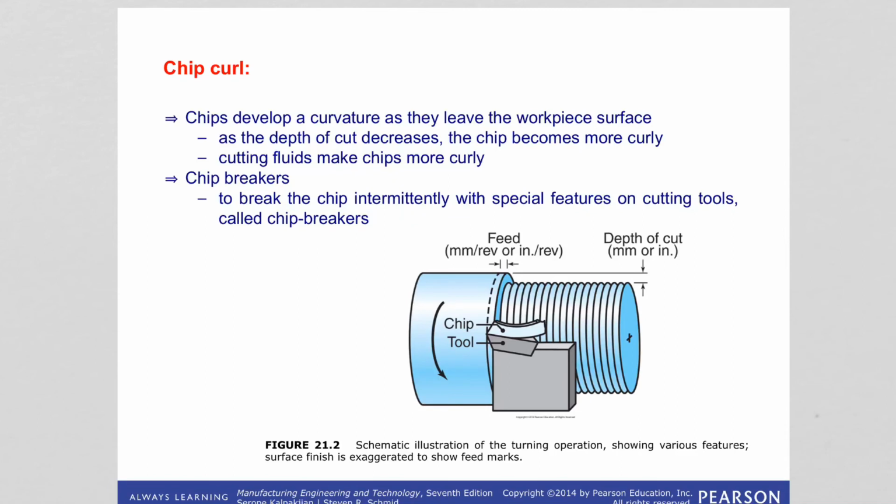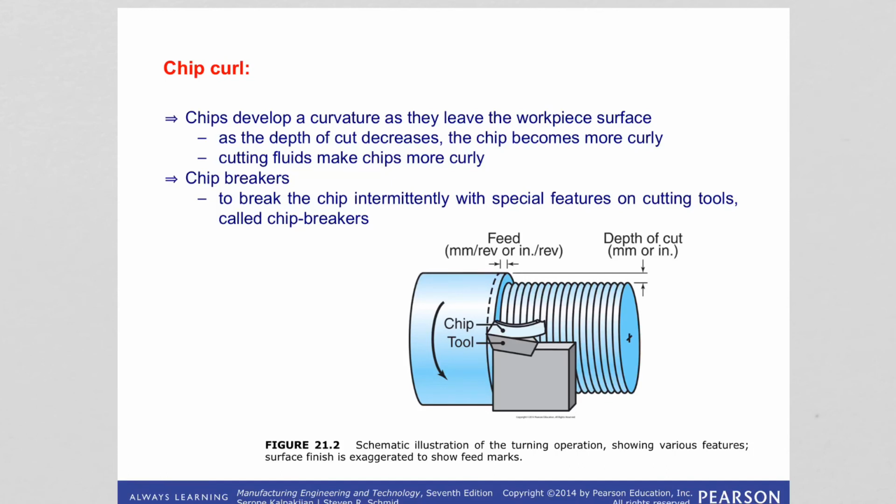Let's now learn about chip curl. So chips develop a curvature as they leave the workpiece surface. And this is called chip curl. Even if you are working with a metal or non-metal, the chips will develop a curvature. And the factors affecting that are work hardening characteristics of the workpiece, the geometry of cutting tools, processing parameters, and cutting fluids.